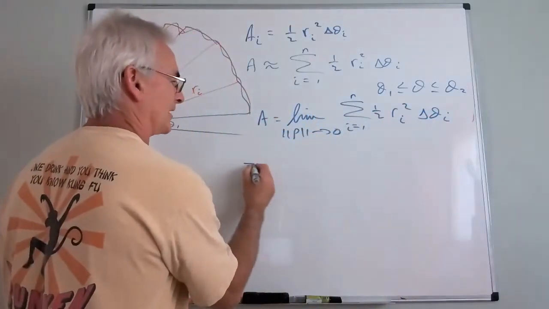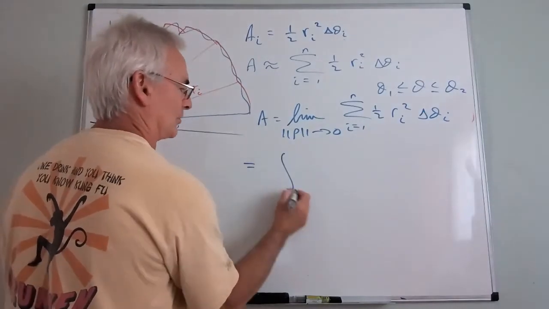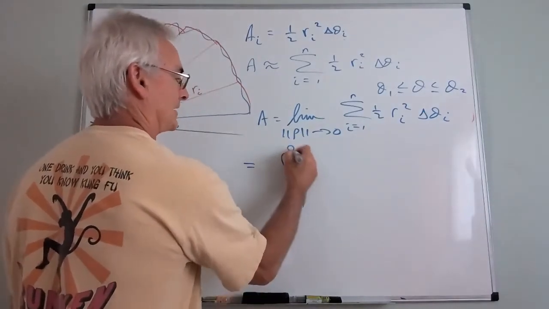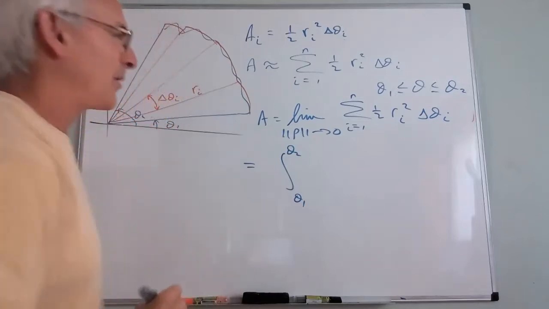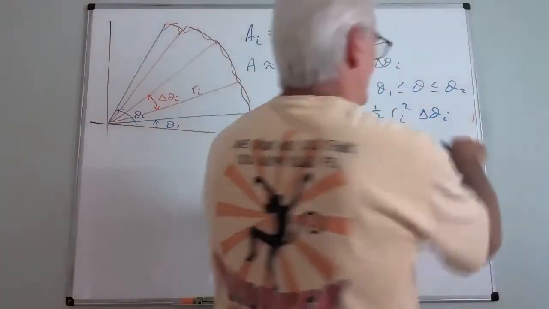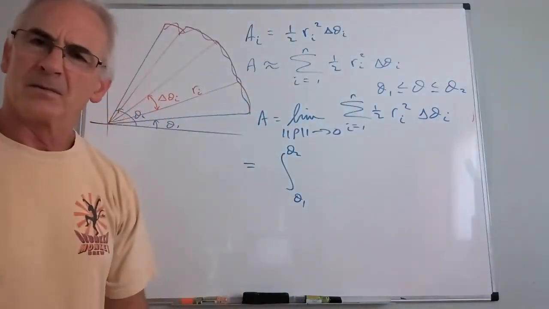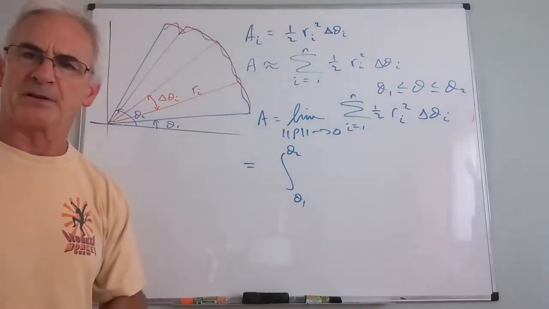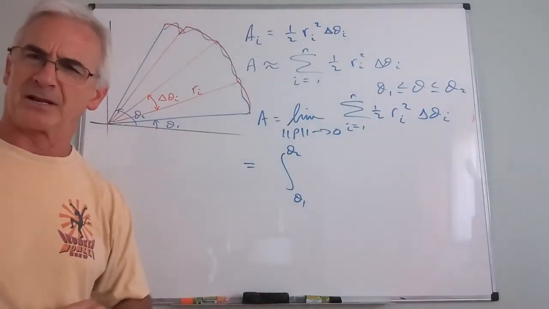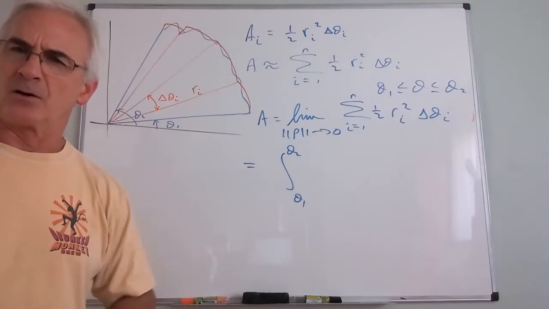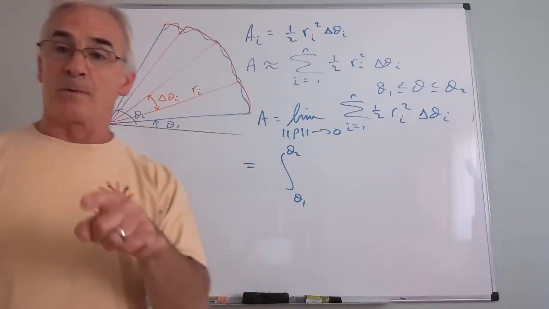Then that should translate directly into a definite integral from theta 1 to theta 2. Those are constants. Now the problem is it appears here that I have two different variables. I don't. I only have one variable. What's my independent variable in this problem? We did it yesterday. Is it r or theta? Theta.